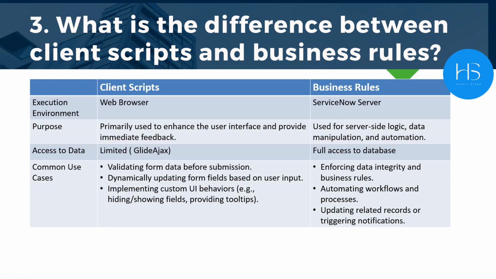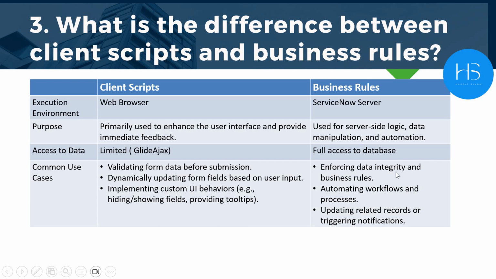Now, for example, if you have selected a category and you want to show all the subcategories which are based on the categories, you can use client scripts for that to show only the options you wanted to show. And lastly, which we have discussed, the UI behaviors, hiding or showing fields, providing tooltips, and so on. So this is where we will use client scripts.